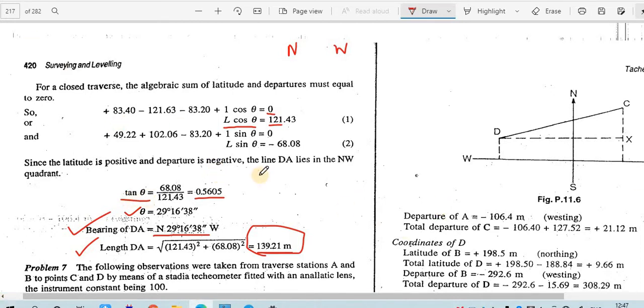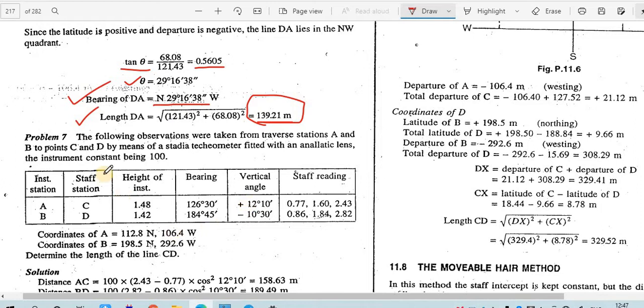Okay. After that, there is another problem. Try to solve this also. The following observations were taken from a traverse station, so it is clearly mentioned that it is a traverse station, A and B to the points C and D. So observations are made from point A and point B. That means the instrument has been shifted from A to B.